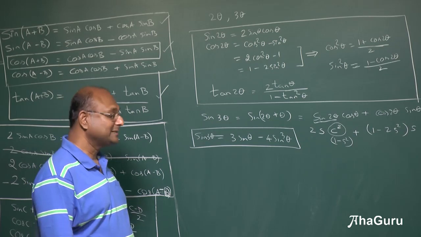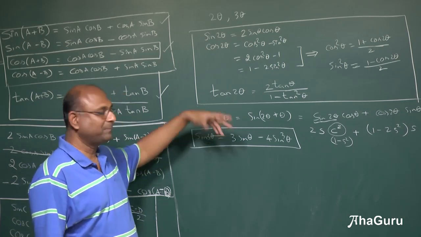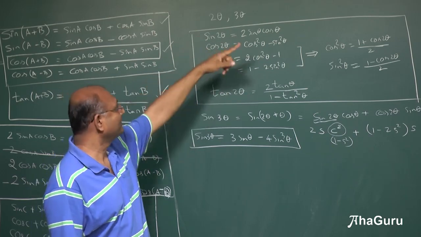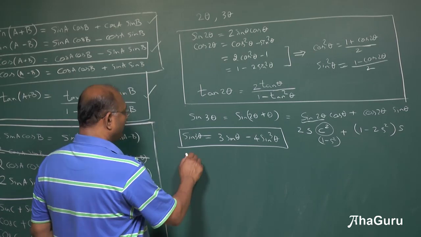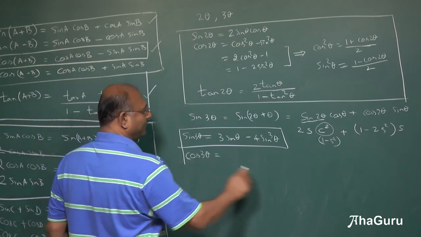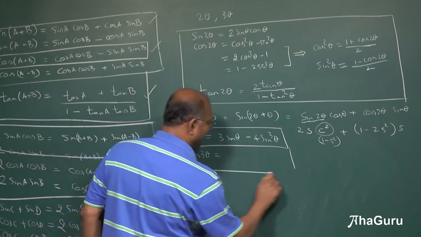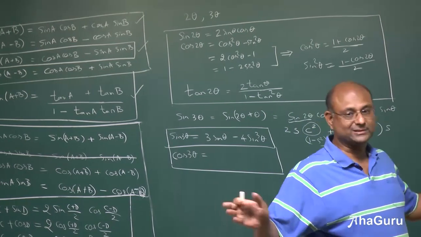So what will happen if I want sin 5 theta? I will say it's 3 theta plus 2 theta. You know the formula for 2 theta, you know what to do with 3 theta, so we will combine. Now what about cos 3 theta? Can you please derive a formula for cos 3 theta in terms of only cos?